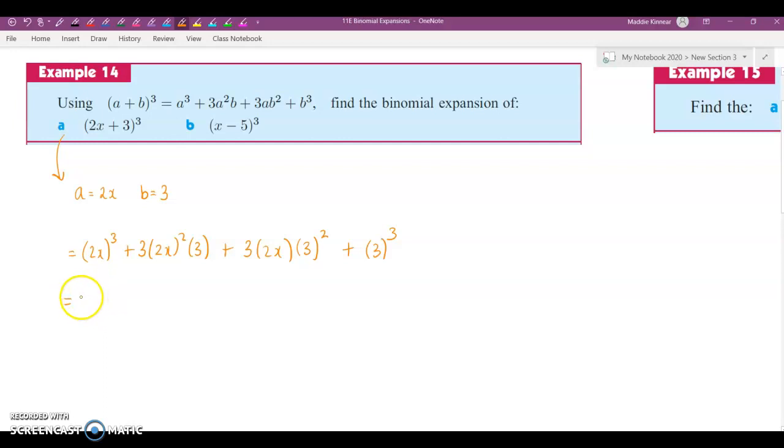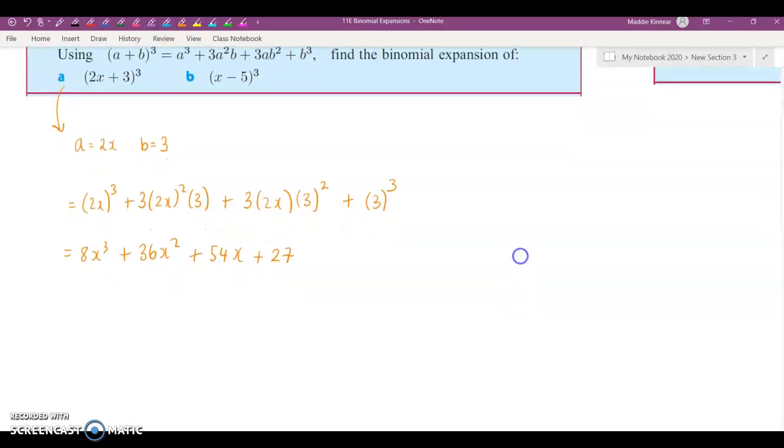Then just expanding these out, it's going to be 8x^3. This will be 3 times 4x^2, so 3 times 4 is 12. Then we're going to get 12 times 3, so we're going to get 36x^2. This one will be 9 times 3, which is 27, times by 2, which is 54. And then finally we're going to get 3 cubed, which is 27. And there's our answer. So a little bit quicker than maybe doing the long expansion by hand. So this one was part A. Let's have a very quick look at part B.